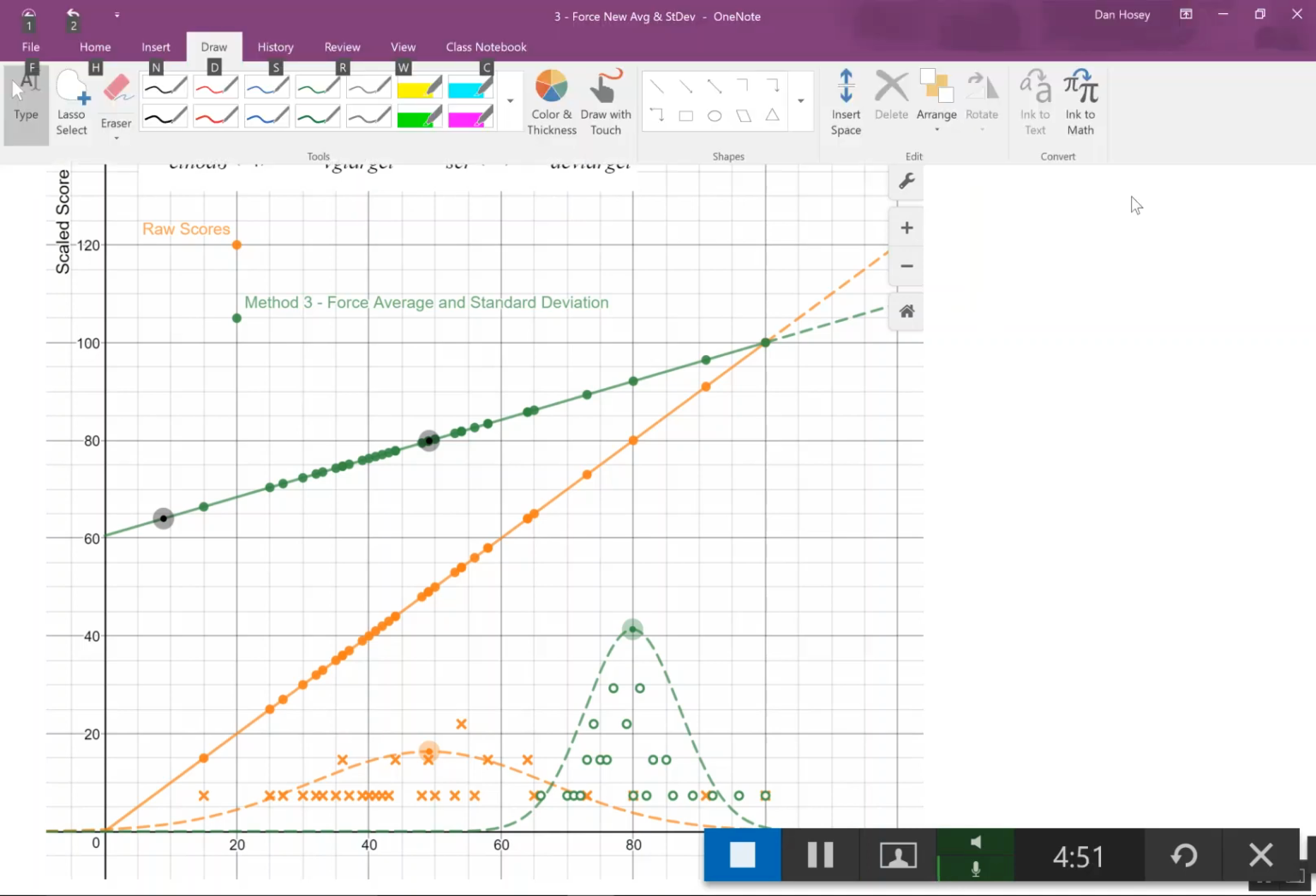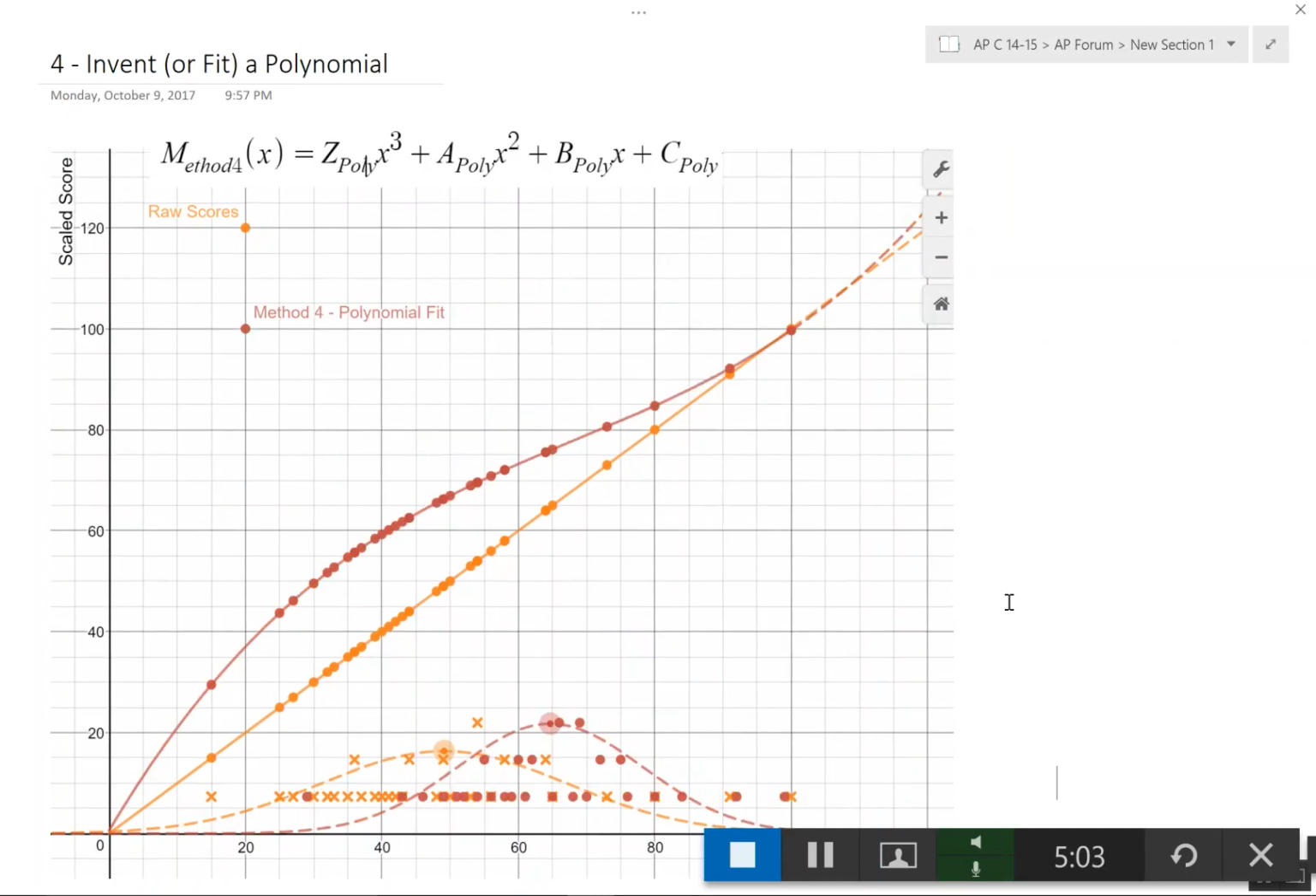So it's not enough just to tack on points to everybody's score. By changing this, by changing the new standard deviation, you squish or widen this new distribution.